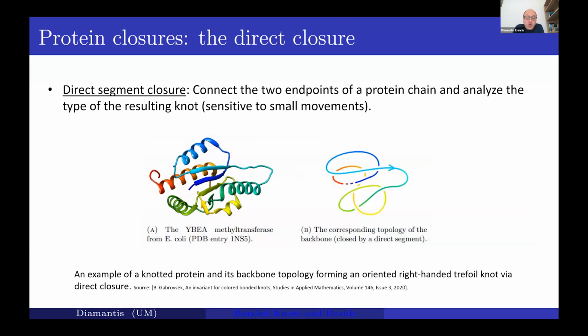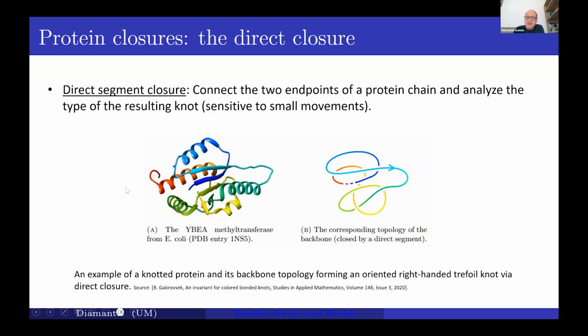Now, how would we try to model these knots that the proteins form? To analyze that, one common approach is to artificially close the endpoints. This is called the direct segment closure. You connect the endpoints because, as we mentioned before, proteins are open biomolecules. So we can artificially connect the two endpoints and form a knot. And then you can actually study knots because we know how to study knots. We have invariants to tell us whether a knot is equivalent to another, and lots of information that we can use here.